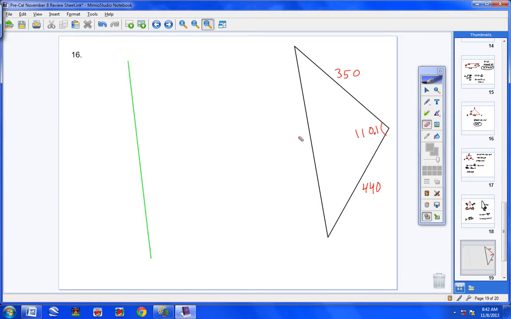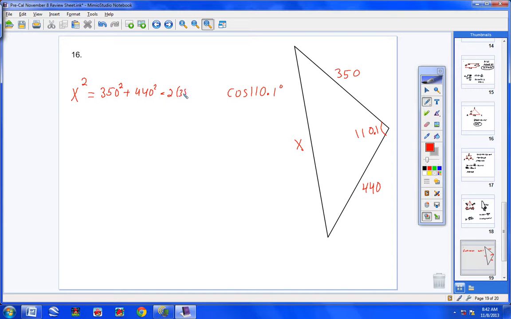Let's see if I can get rid of this black line a little bit. There we go. And I think we're doing pretty good. Okay, so what I'm looking for is the length between the two airplanes. I'll call this x, and we can use the law of cosines. I can definitely say x squared equals, as long as way over here I take the cosine of that opposite angle, which is 110.1 degrees. So here we go. X squared equals 350 squared plus 440 squared minus 2 times 350 times 440 times cosine of 110.